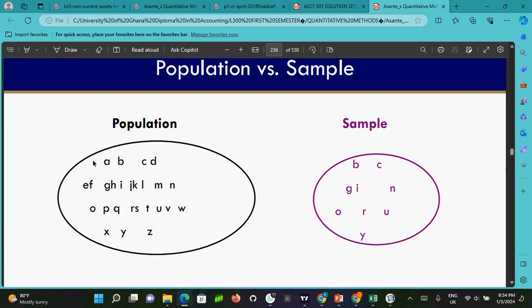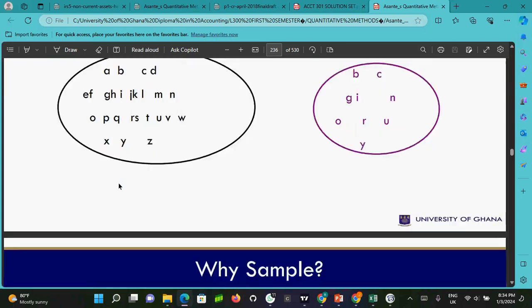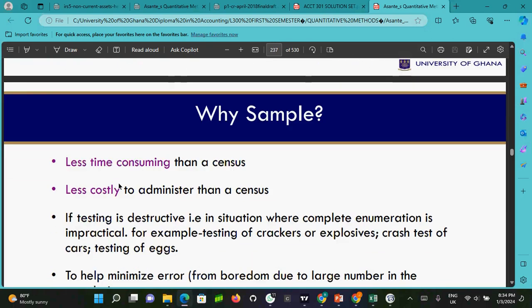So in this case we have A, B, C, D up to Z. If we select some of the alphabets within A to Z, that will become the sample. So from A, B, C, D up to Z, we selected B, C, D, I. So we selected a sample of them. That's what it means here.